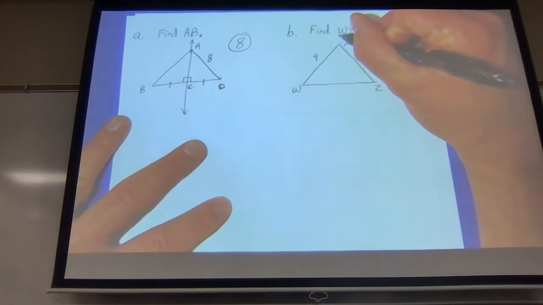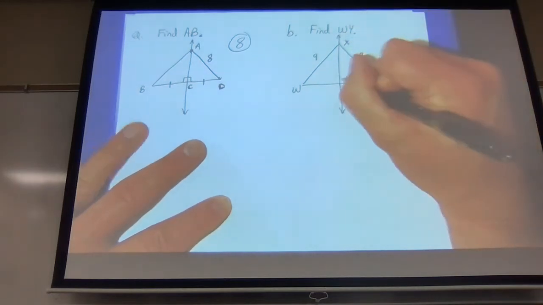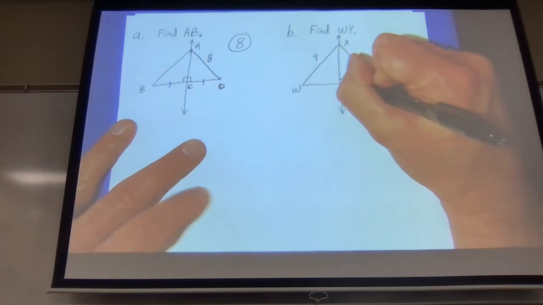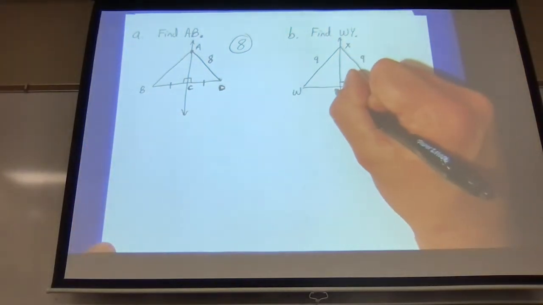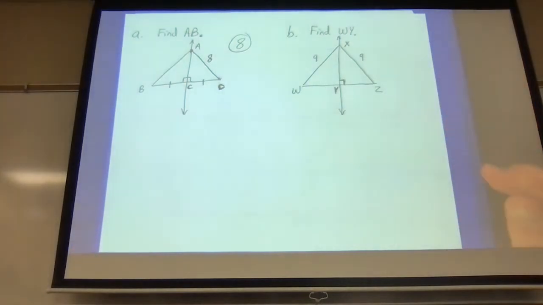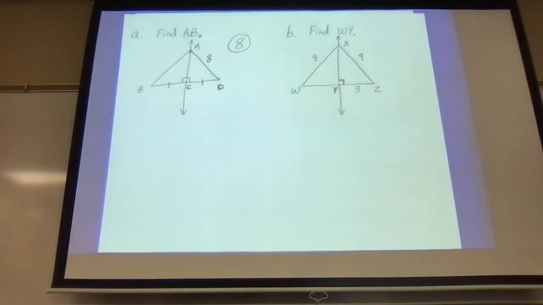And then they're going to draw a line coming down through the top of the triangle. It's going to form a right angle here. It's going to hit at point Y. And the other thing they're going to give us here is that the length of YZ is 3.